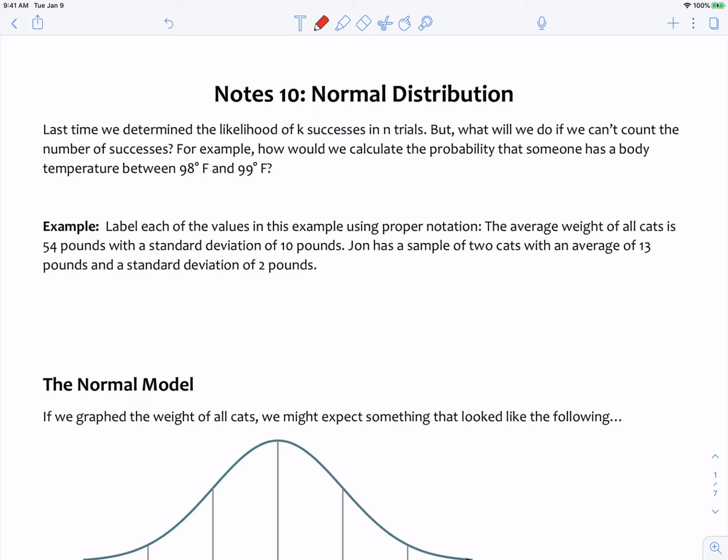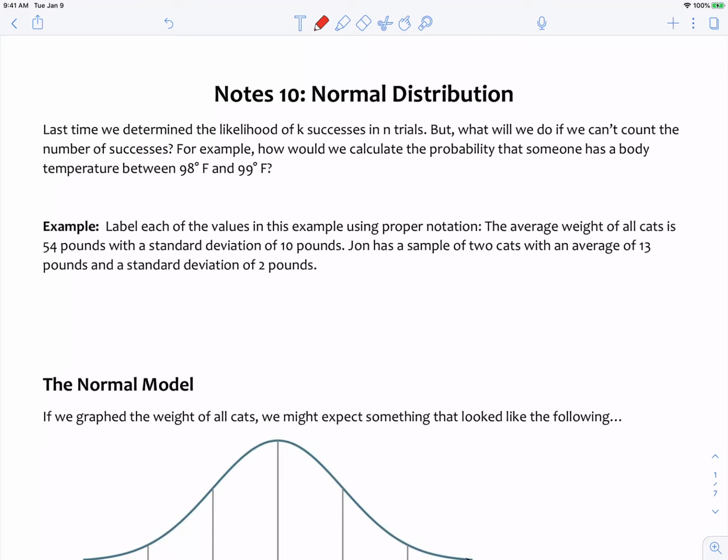In this video, we're going to take a look at the normal distribution. Last time we determined the likelihood of k successes in n trials, using a binomial distribution, and that was discrete. But what will we do if we can't count the number of successes? For example, how do we calculate the probability that someone has a body temperature between 98 and 99 degrees Fahrenheit? That's a continuous scale, right? So how do we go ahead and do that?